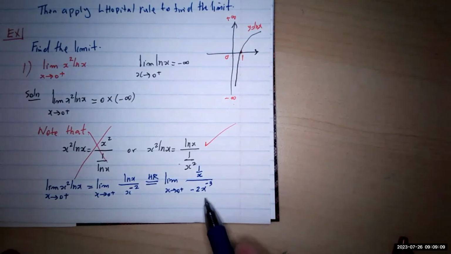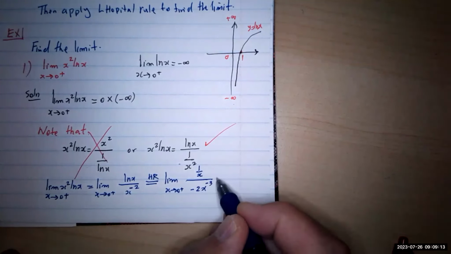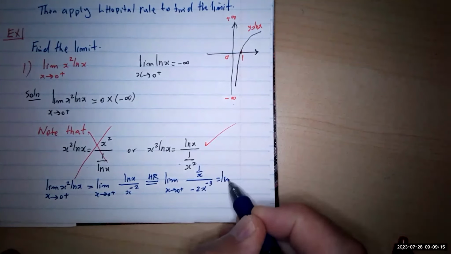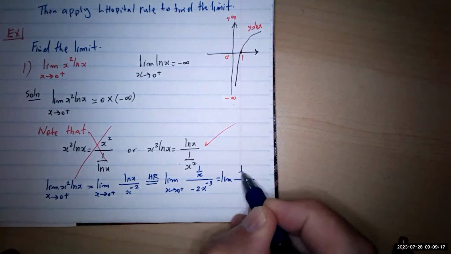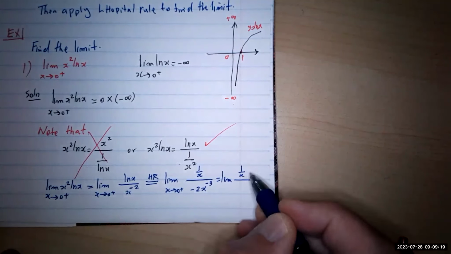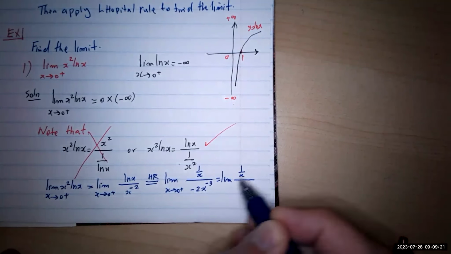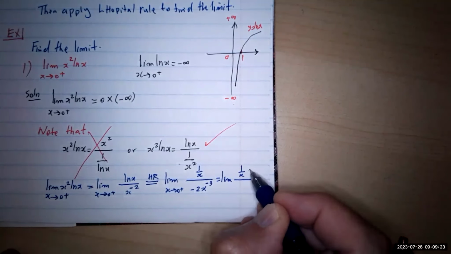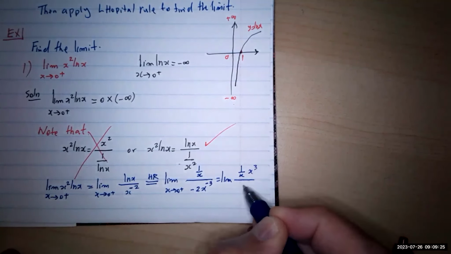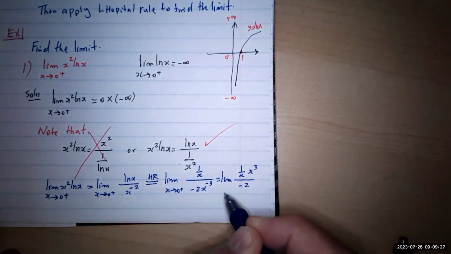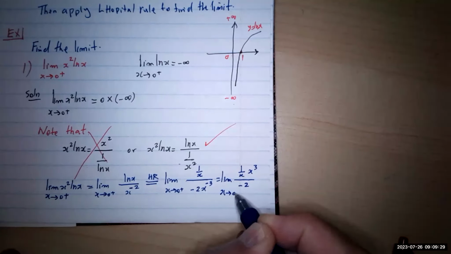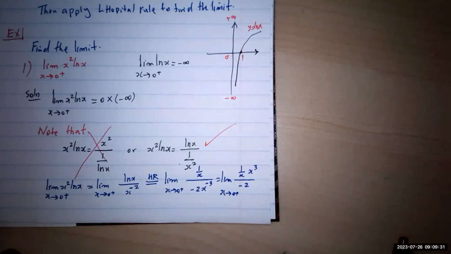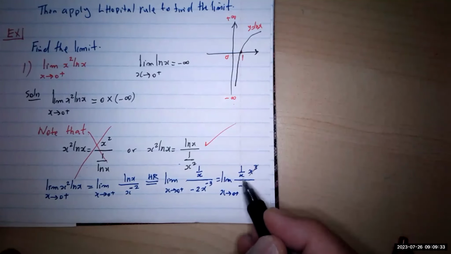To simplify it, we can move this x to the negative 3 up again. So it's going to be limit of 1 over x times x cubed. You can keep the negative 2 as is. Okay, times x cubed, and that would be negative 2. x goes to 0 positive. Now, x cubed and x would be simplified.